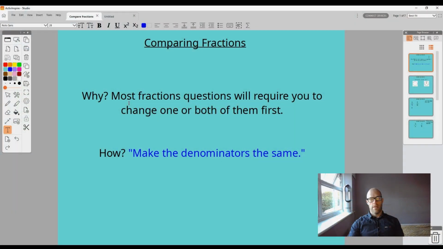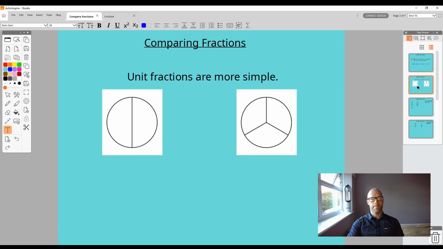So we're going to need to be able to compare fractions and modify them before we can do anything with them. The main thing to remember, my annoying phrase of the day, is going to be make the denominators the same. If you follow that piece of advice, if you're stuck on a fractions question, 9 times out of 10, that will help. Make the denominators the same. I'll show you how to do that.